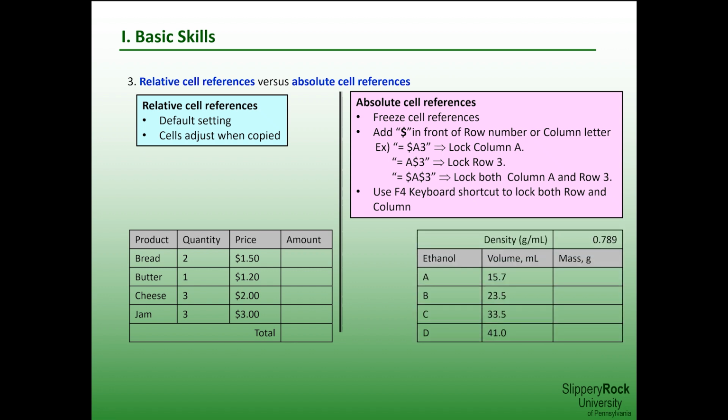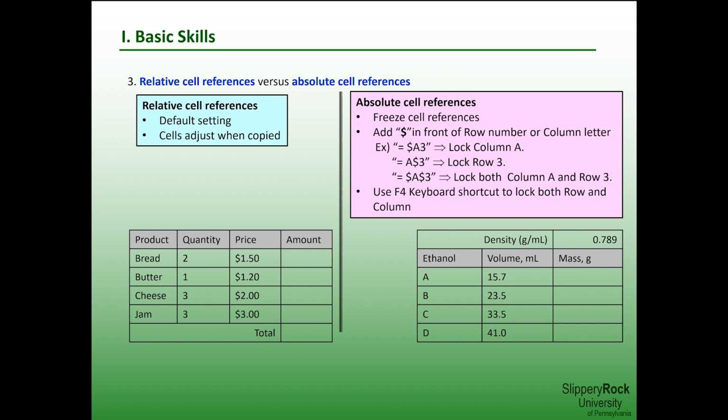Take a look at this ethanol example. We want to calculate the mass by multiplying the volume by a constant density 0.789 grams per milliliter. Since the density is always the same, we need to lock the density cell when writing our formula. Open an Excel worksheet and create a 6x3 grid, just like the one shown on the slide.